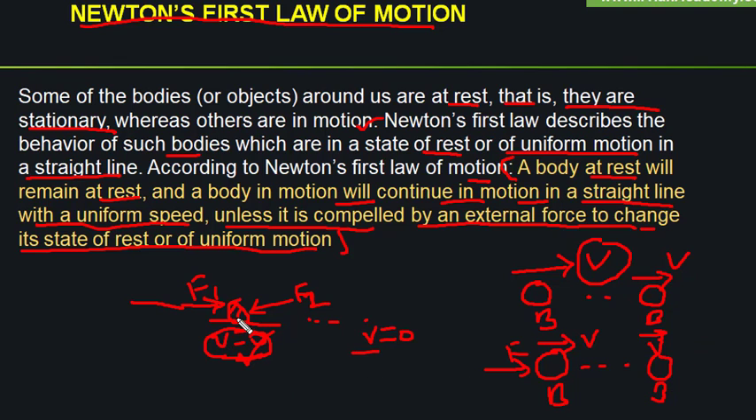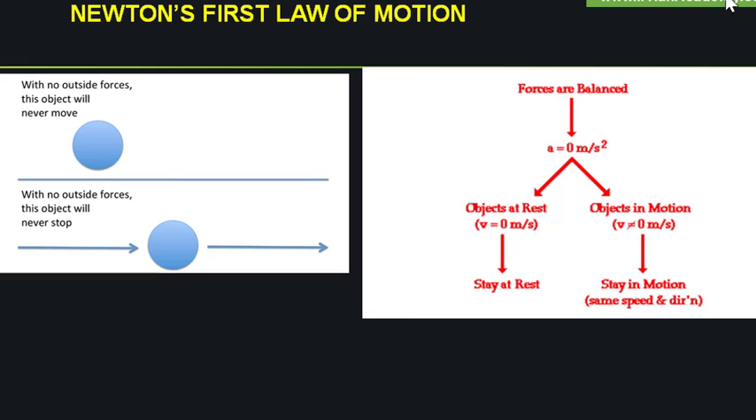That means what? I have just explained to you. If a body A is at rest, it will continue to remain at rest unless an external force is applied to it. Similarly, if a body is moving with velocity v, it will continue moving with velocity v unless an external force is applied. Let us understand what the first law of motion is saying. With no outside force, the object will never move if it is stationary. Also, with no outside force, a moving body will never stop.